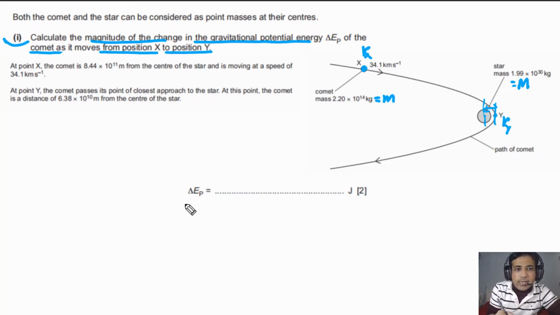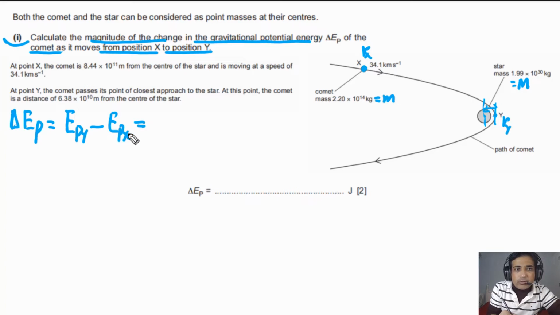So let's try to answer this question now. First of all, we need to calculate the change in gravitational potential energy. So we will take the final gravitational potential energy at point Y minus gravitational potential energy at point X.